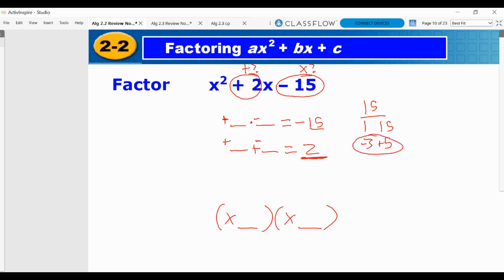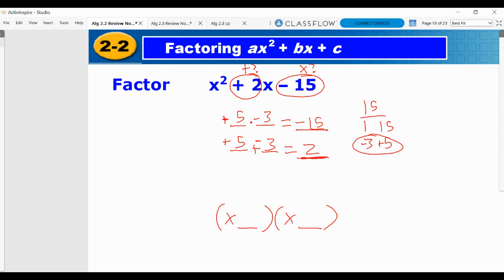All right, those two, when you add them together, you would end up getting positive 2. So that's your pair of numbers you need, with the 3 being negative. So negative 3, positive 5. Check it, see if it works. 5 times negative 3 is going to get negative 15. 5 plus negative 3 is positive 2.